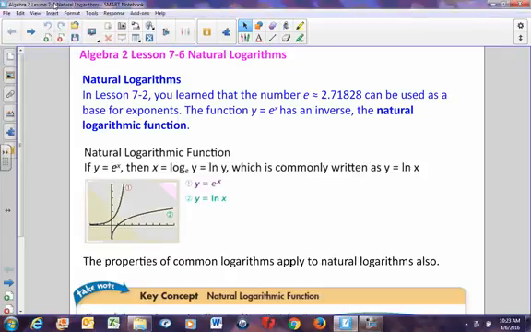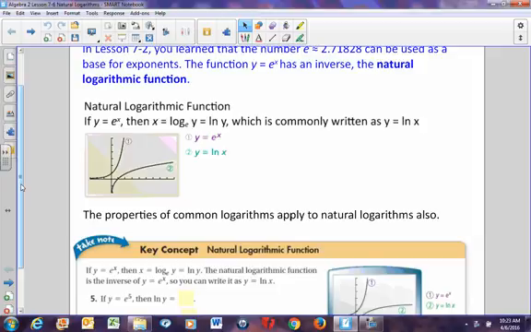This is Algebra 2, Lesson 7-6, Natural Logarithms. In 7-2, we learned that the number e was approximately equal to 2.71828 and can be used as a base for the exponents. The function y equals e to the x has an inverse, and that inverse is called the natural logarithmic function.